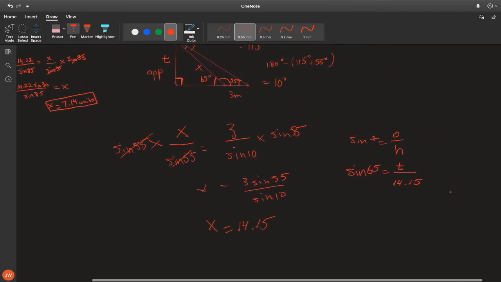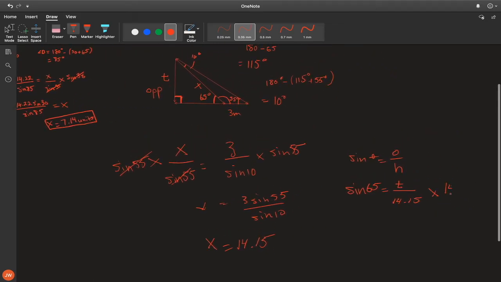So we're going to have to multiply both sides by 14.15 to find the height of the tree. So what does t equal? T equals 14.15 times sine 65. Alright, so the tree is 12.82 meters tall. And that's our final answer.